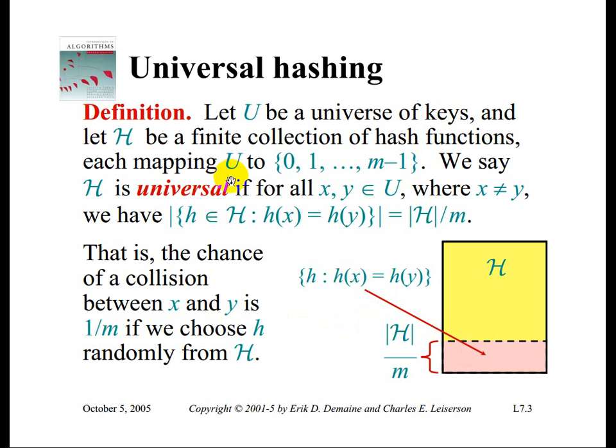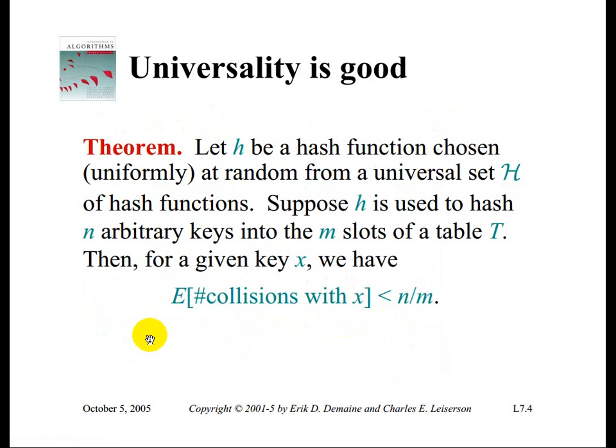Given the definition of universal hashing, it follows from the definition that given any elements x and y, the probability that they collide is 1 by m. It just follows from the definition. Now the theorem, once again, let's look at it. Suppose we pick a function h at random. h is used to hash n arbitrary keys into m slots.